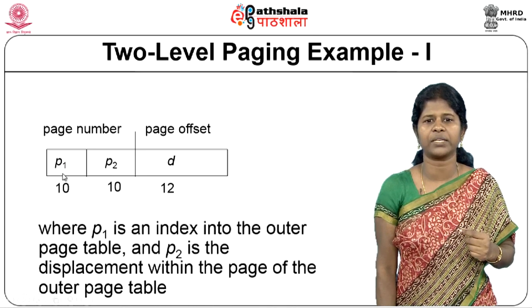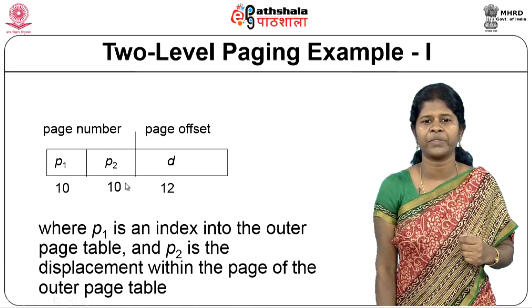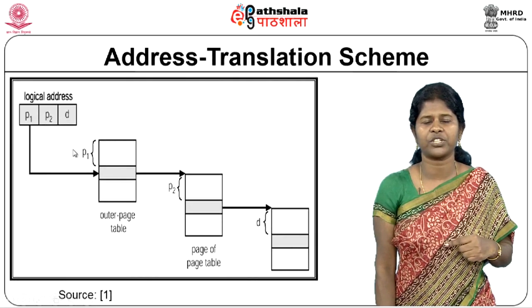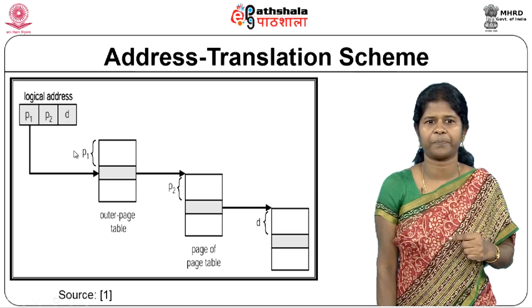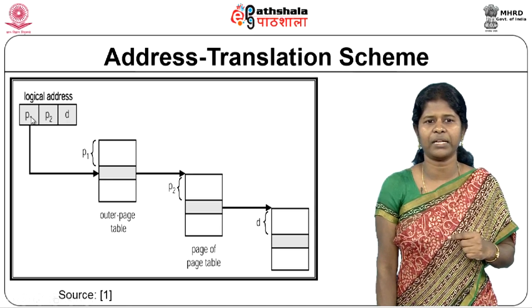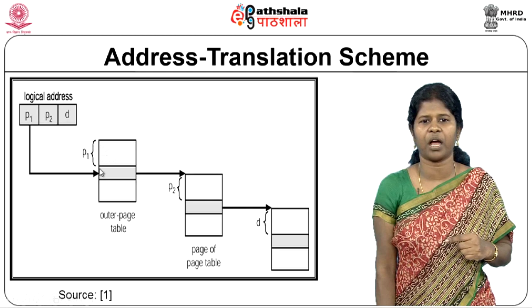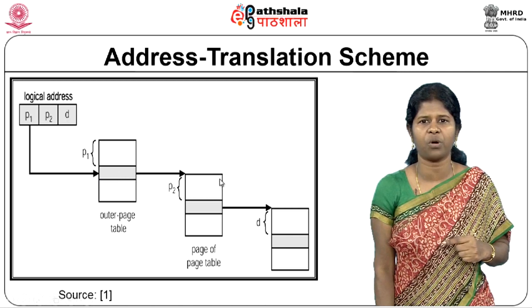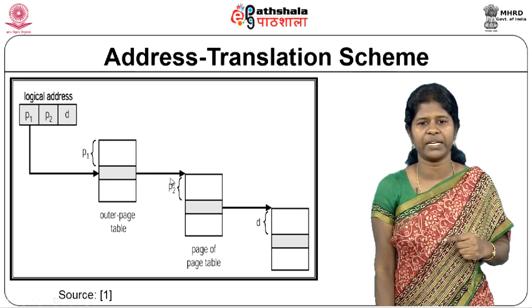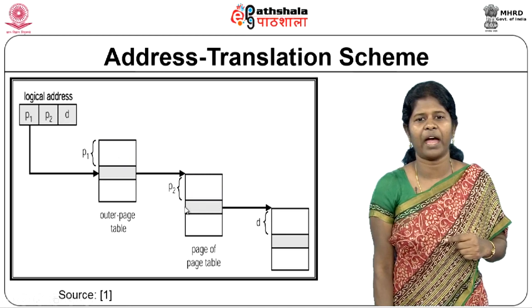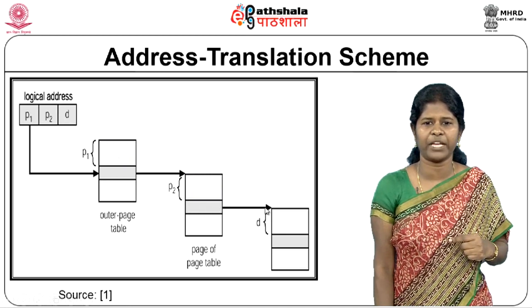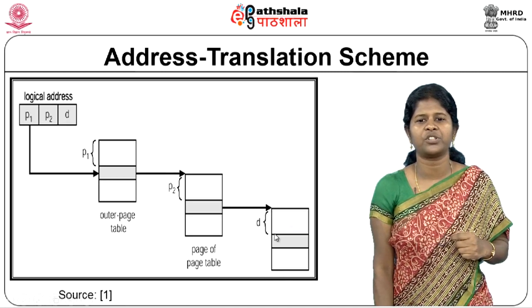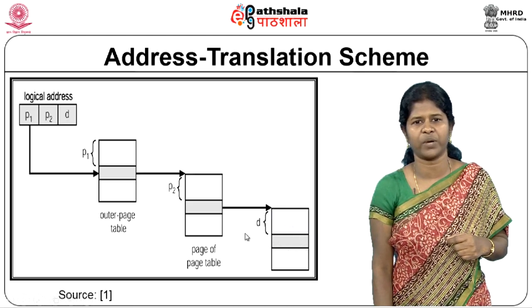So, P1 is used as an index into the outer page table, and P2 is the displacement within the page of the outer page table, which is shown now with this diagram. Here you can see that P1 is used as an index into the outer page table, and you get the address of where the inner page table is stored, and then use P2 as an index into the inner page table. You get the address of the frame where that particular page is stored, and then use D as an index into that particular frame to get the exact memory location that you need to address.